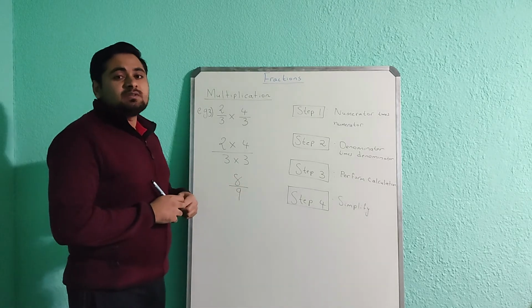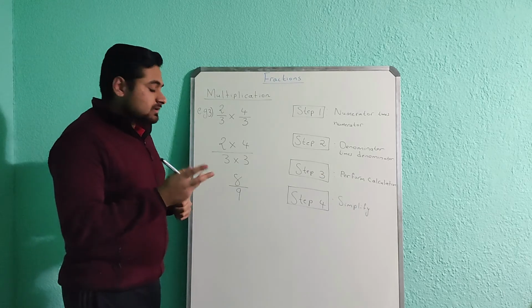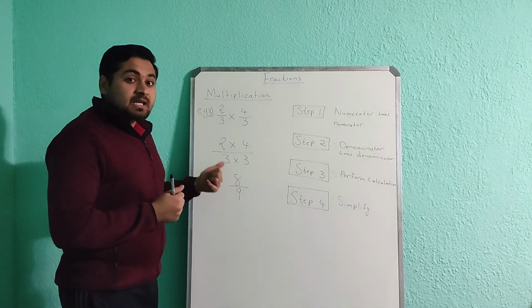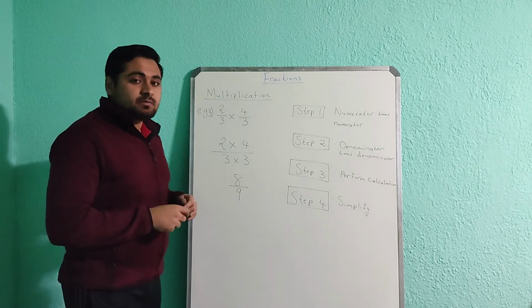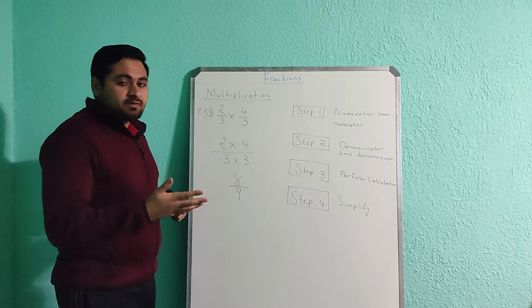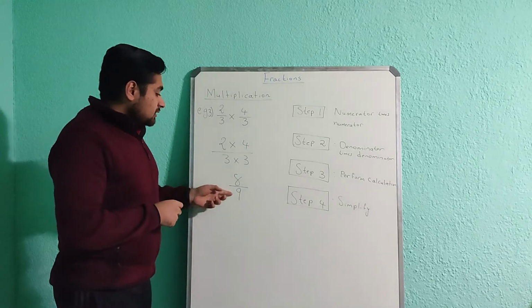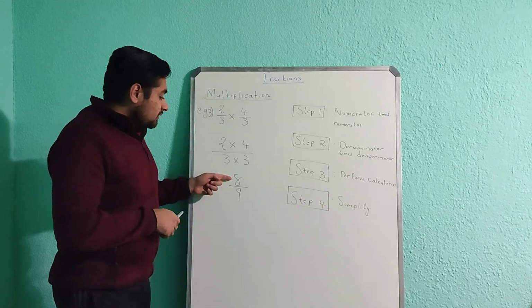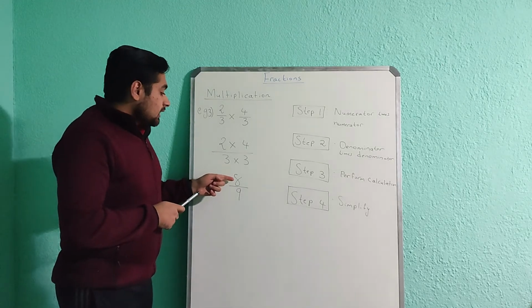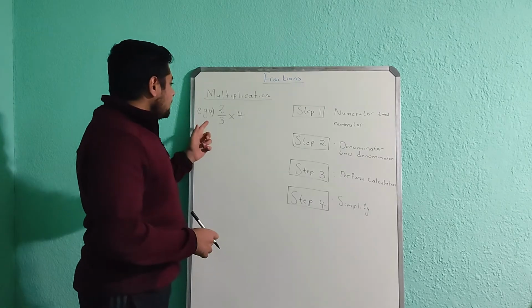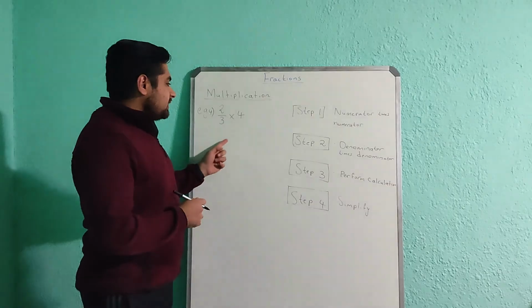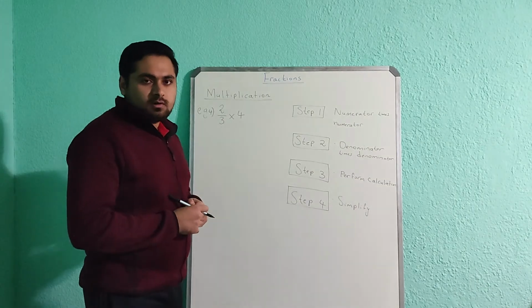because even numbers can be divisible by 2, 4, 6, 8, and odd numbers can be divisible by 1, 3, 5, 7 and 9. As you can see above, in the numerator we got an even number, and in the denominator we got an odd number. Example 4 says 2 over 3 times 4.